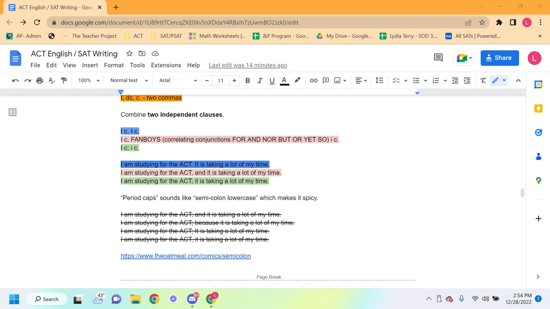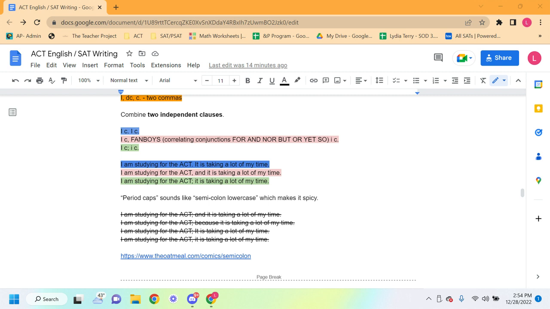I'm studying for the ACT, semicolon, It with a capitalization. Unless it's a proper noun or I, you are not going to capitalize after the semicolon. I am studying for the ACT, comma, it has taken a lot of my time. If you're going to do a comma, you have to do a coordinating conjunction, okay?